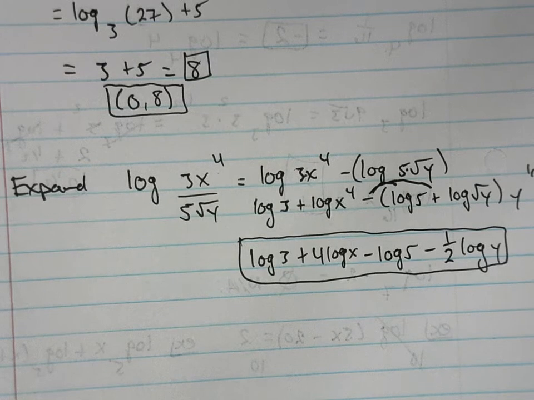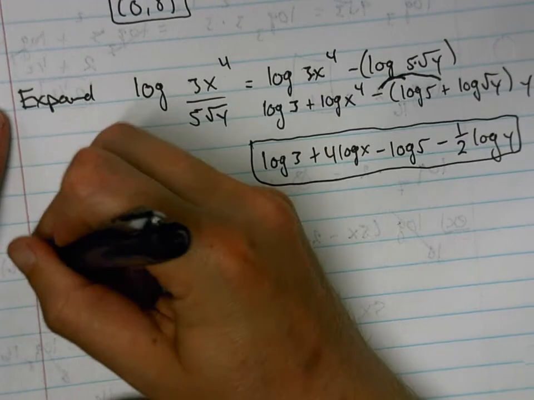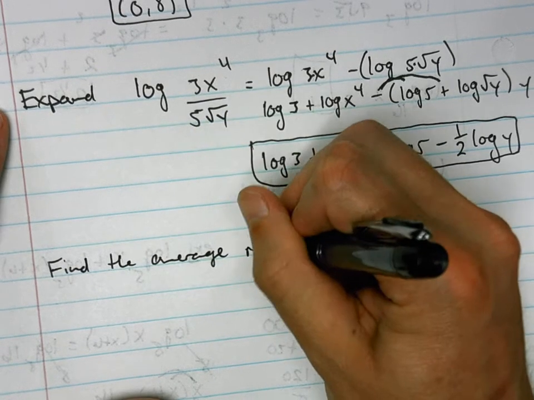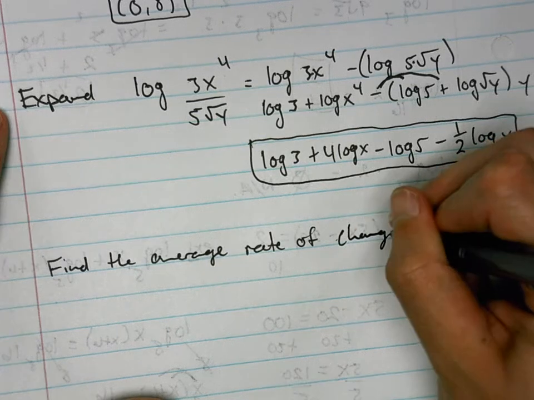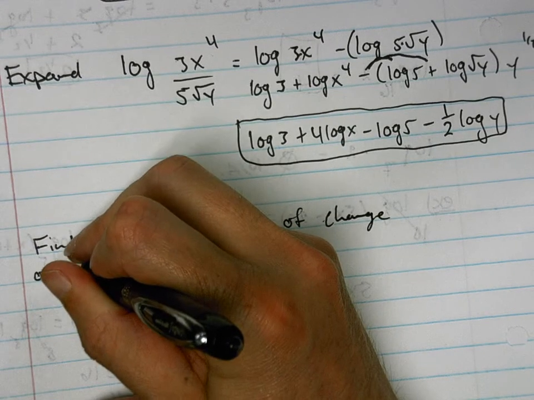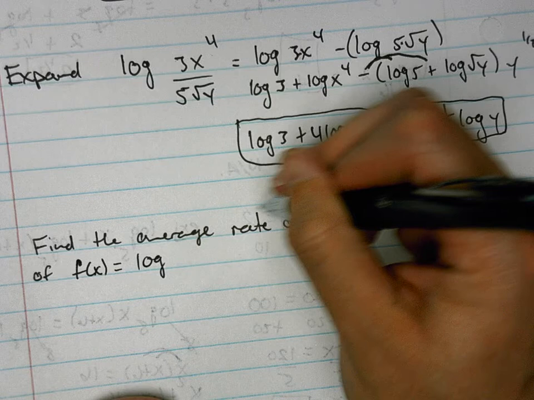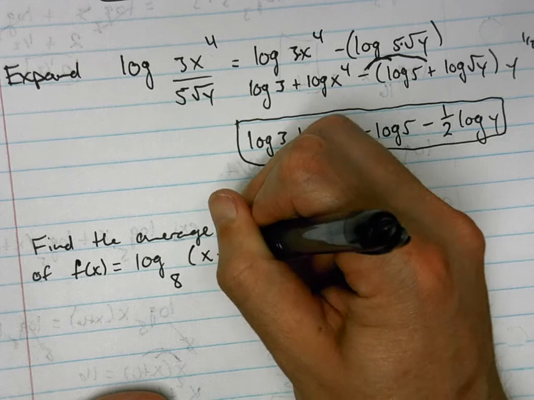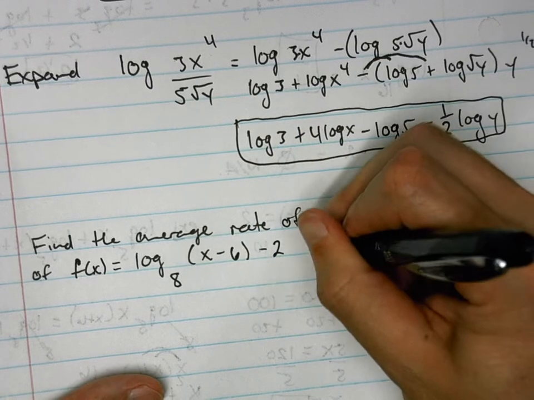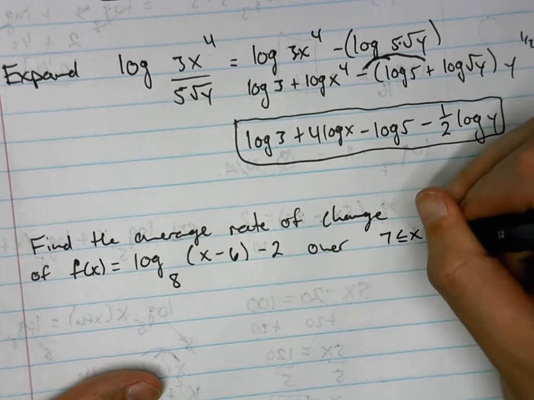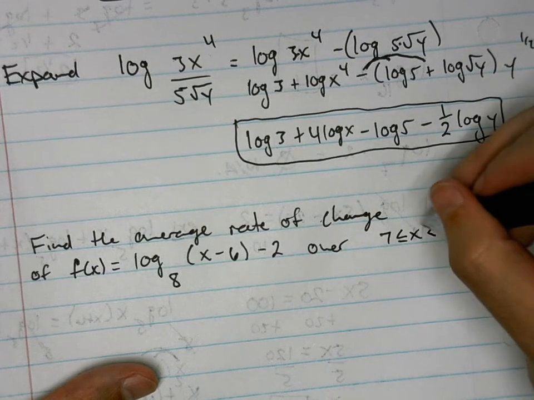For our next part, let's talk about find the average rate of change of f of x equals log base 8 of x minus 6 minus 2 over 7 less than or equal to x less than or equal to 14.